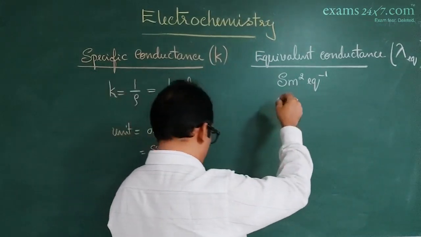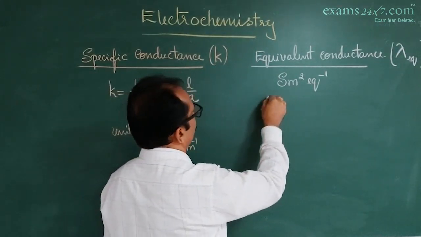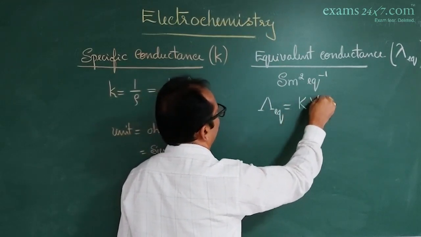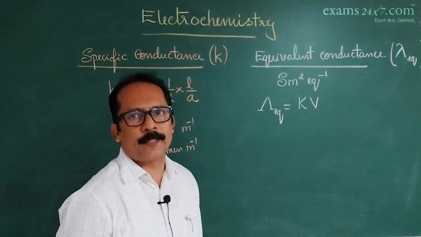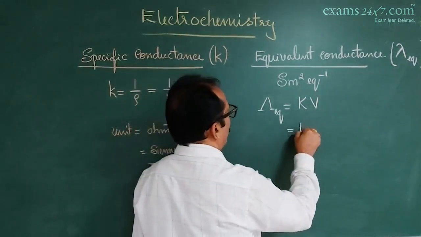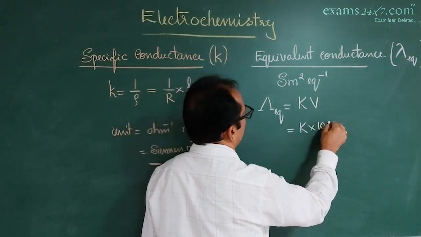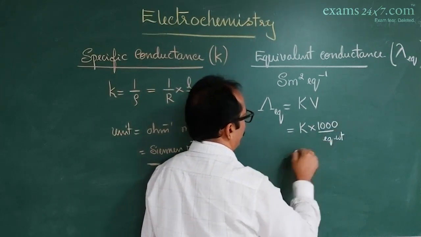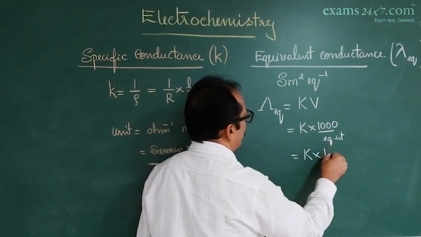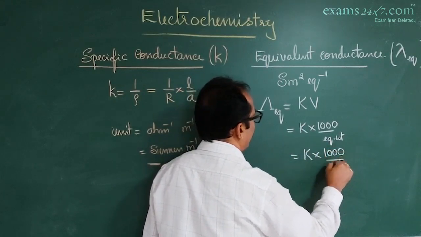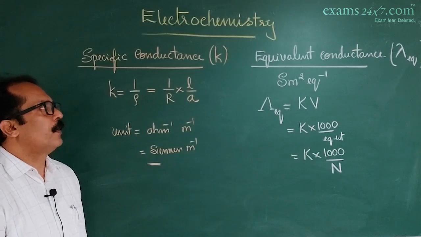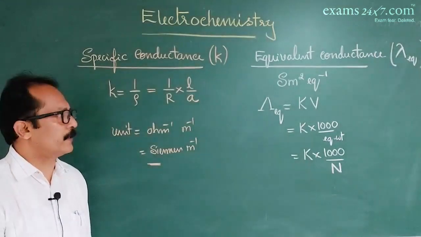So, equivalent conductance is also written like this: lambda is equal to K into V, or K into 1000 divided by equivalent weight, or we can write K into 1000 divided by normality. It is about equivalent conductance.